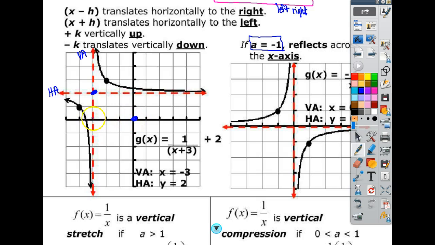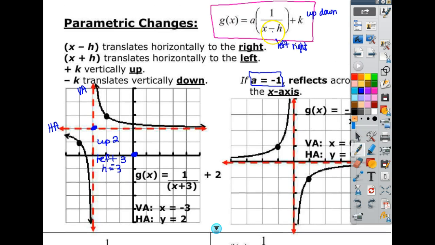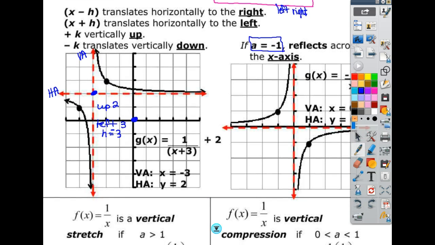So how did our graph move? It moved to the left 3, didn't it? And it moved up 2. So our H would be what? Well, our H is really a -3, but when we put it into the formula, it becomes a +3 because the formula has a minus in the front. It says to do the opposite of the H. Then, what is our K? Our K is 2.